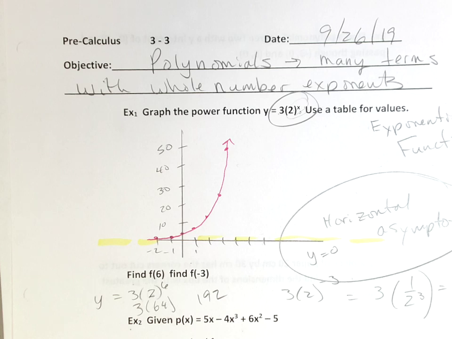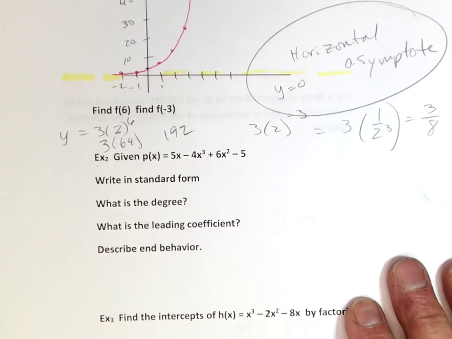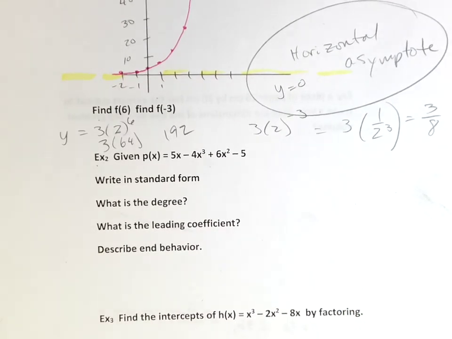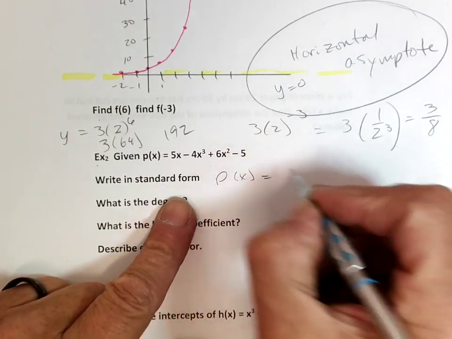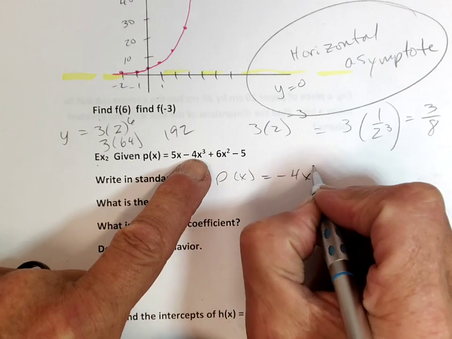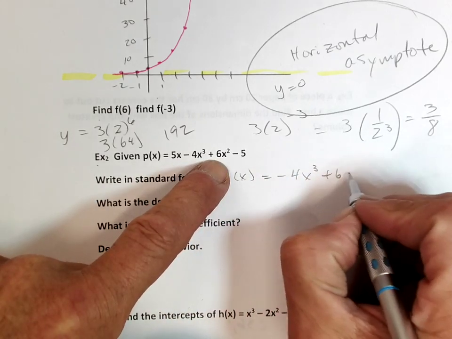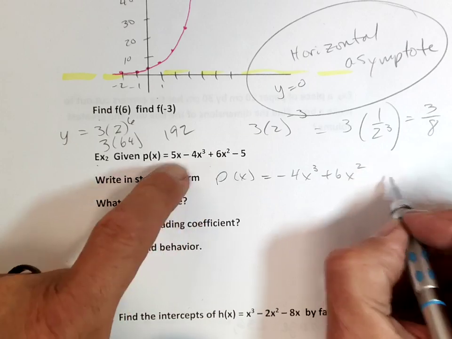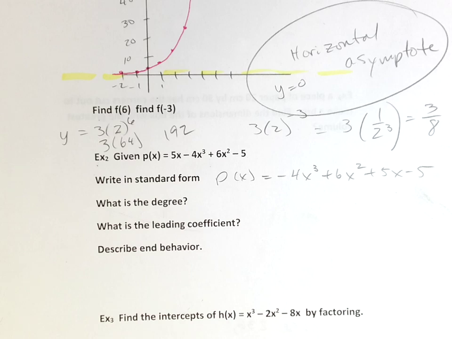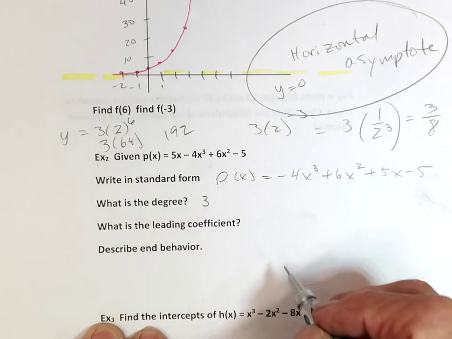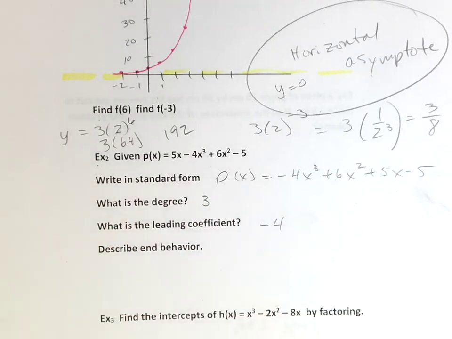All right, now, let's move on to the next one. Okay, this is a polynomial. Standard form, biggest exponent down to the next. So we're going to rewrite this as p of x is equal to negative 4x cubed plus 6x squared plus 5x minus 5, right? What's the degree? 3. What's the leading coefficient? Negative 4.